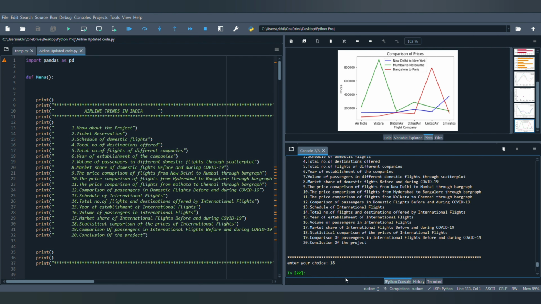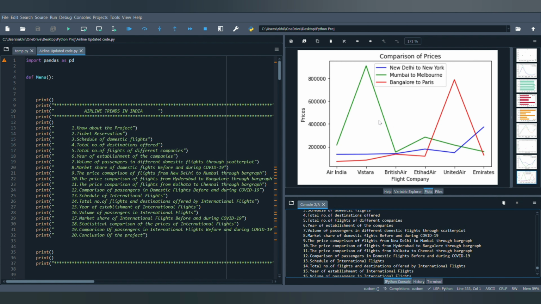Now when I enter the 18th option, it gives me a statistical comparison of the prices for the different destinations that are offered by these international flights. So we can see that from New Delhi to New York, this blue line represents the price comparison. Similarly for Mumbai to Melbourne, it's the green line, and from Bangalore to Paris, it's the red line. So with the help of this line chart, I've depicted the comparison of prices.